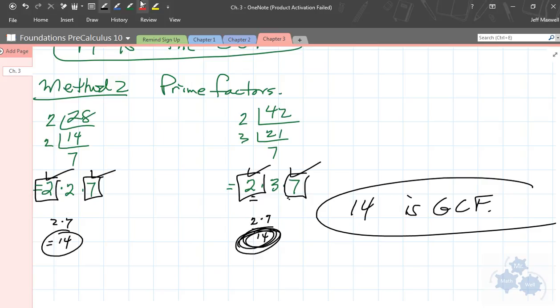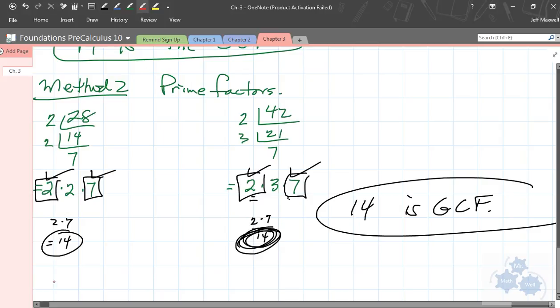Just another thing I'll show you here, when you're listing your prime factors, you may see this in the textbook. For 28, you may see this. Because there's two 2's here, sometimes they write it as 2 squared. So that means 2 times 2 times 7. Okay, so you might see that in the textbook as well.